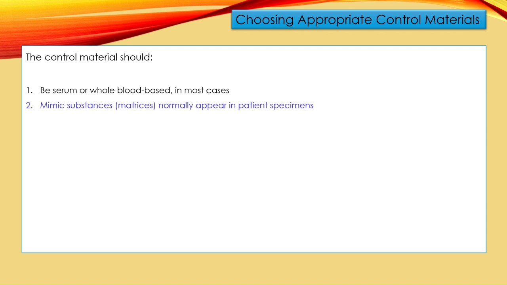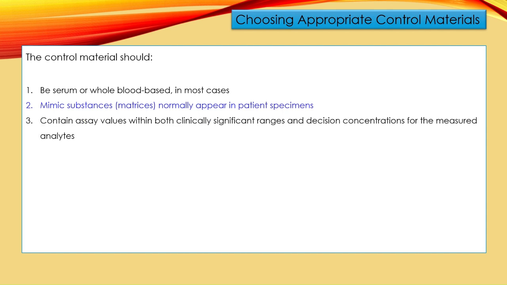How to choose appropriate control materials? The control material should: 1. Be serum or whole blood based, in most cases. 2. Mimic substances, matrices, that normally appear in patient specimens. 3. Contain assay values within both clinically significant ranges and decision concentrations for the measured analytes. 4. Fall within the analytical measurement range, AMR.